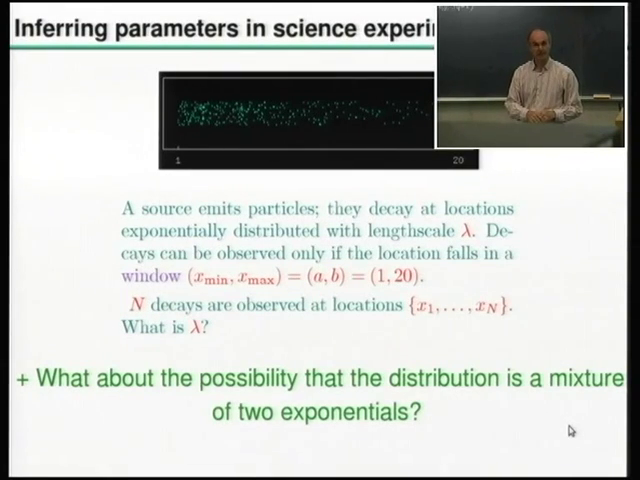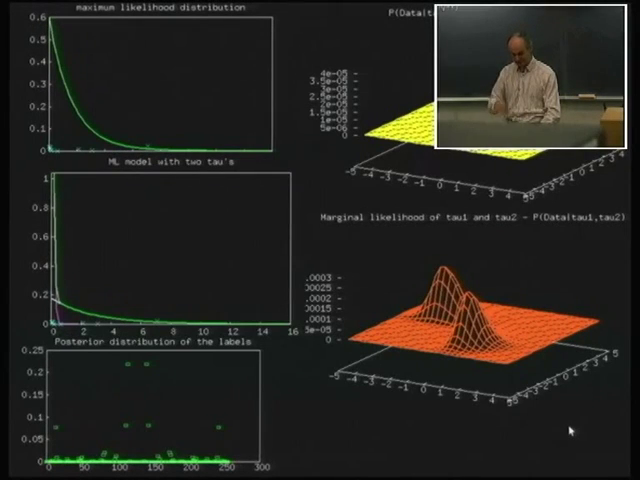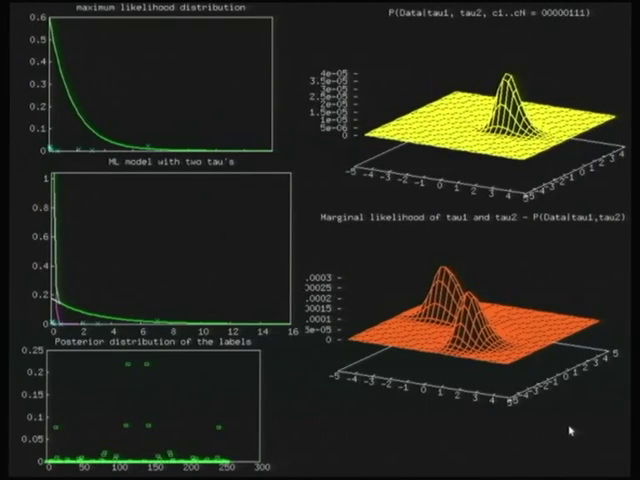And we did exhaustive enumeration of all the hypotheses that could account for the data. We made a stack of pancakes, with each pancake being a set of hypotheses about what the two exponential lengths were. And all the different pancakes had different assignments of the points to the two exponentials.